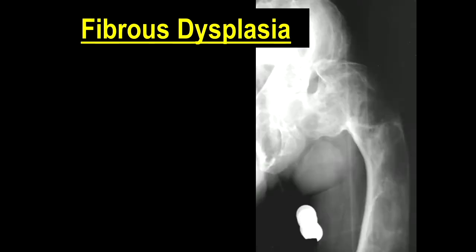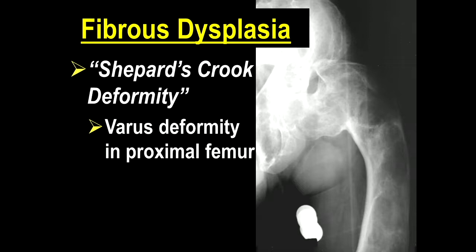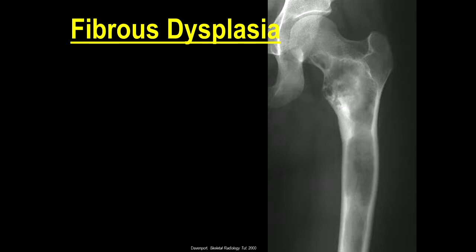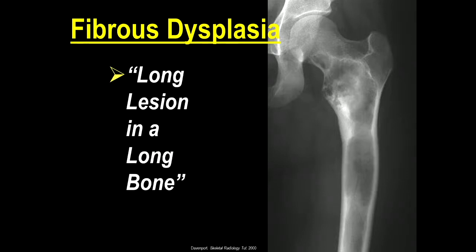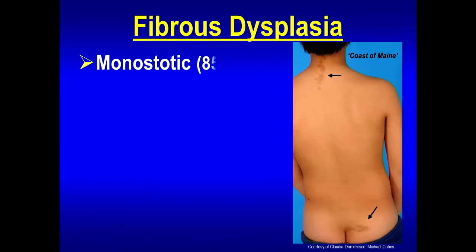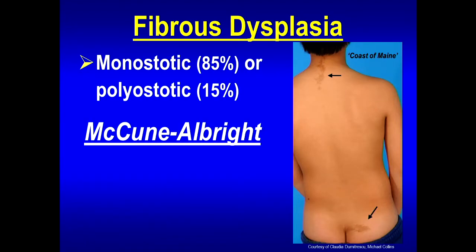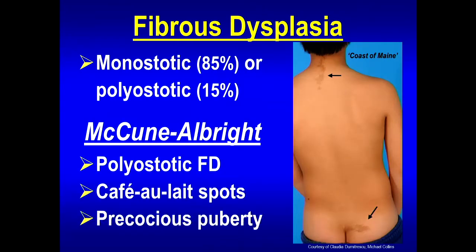Fibrous dysplasia may be described as resulting in a deformity, a shepherd's crook deformity, and that's simply the varus deformity that occurs in the proximal femur in this condition. With fibrous dysplasia, it also can be described as often looking like a long lesion in a long bone. Fibrous dysplasia may be monostotic or polyostotic, and when polyostotic, we talk about the triad of McCune-Albright, namely polyostotic fibrous dysplasia that's associated with café au lait spots and precocious puberty.